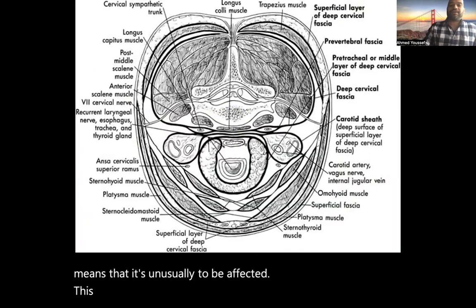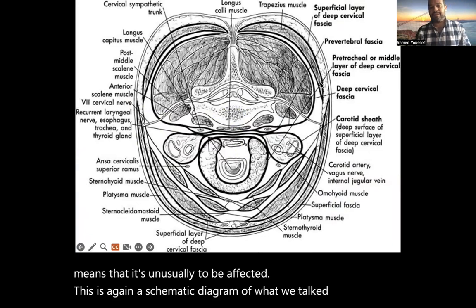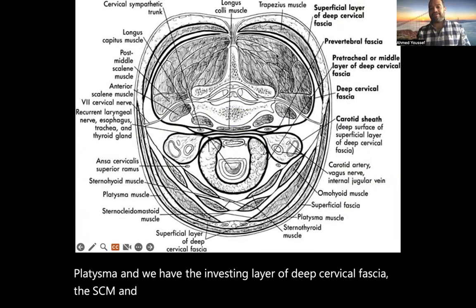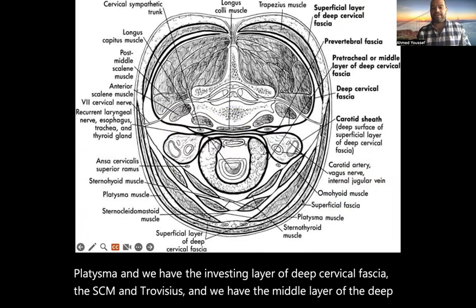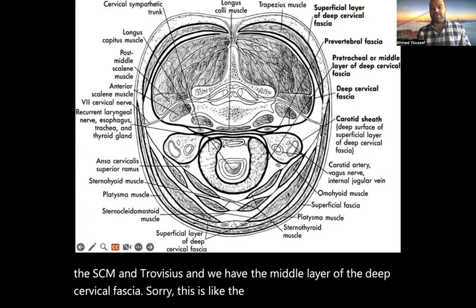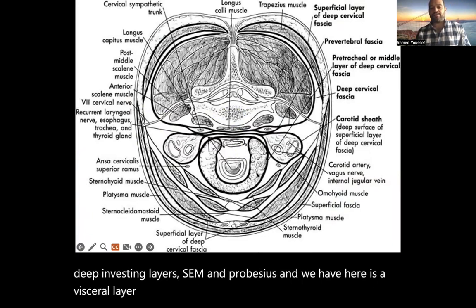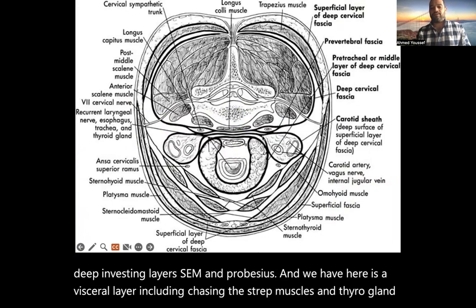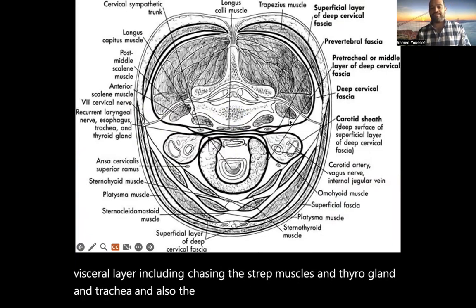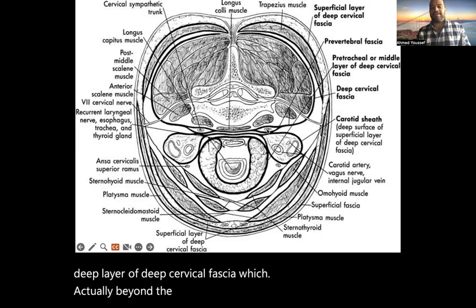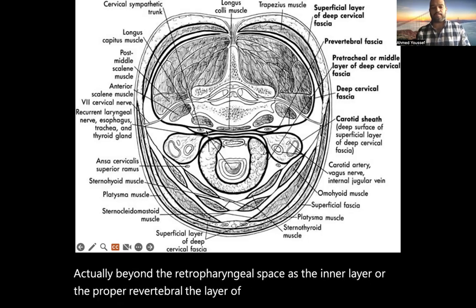This is a schematic diagram of what we talked about. We have the platysma and superficial layer, then the deep investing layer with SCM and trapezius, and the visceral layer, encasing the strap muscles, thyroid gland and trachea, and also the buccopharyngeal fascia. Then we have the deep layer of deep cervical fascia, which encases beyond the retropharyngeal space as the alar layer, or the proper prevertebral layer.